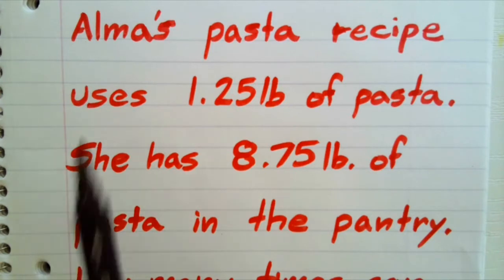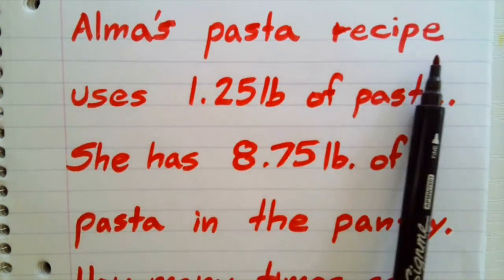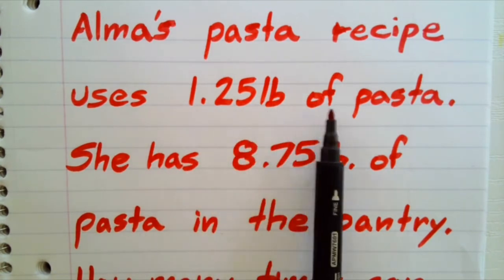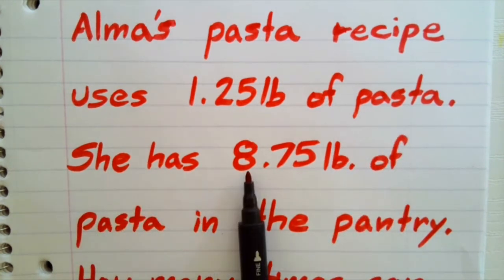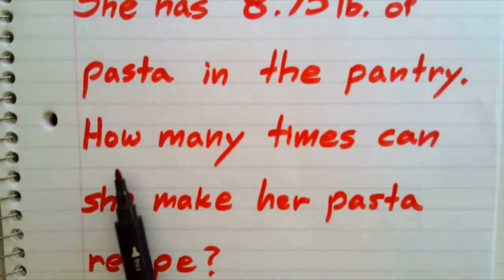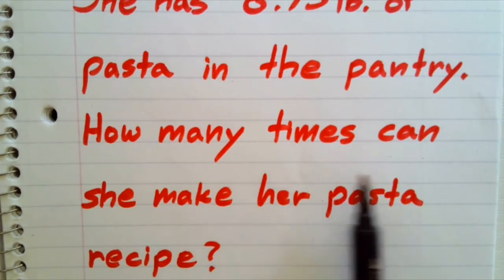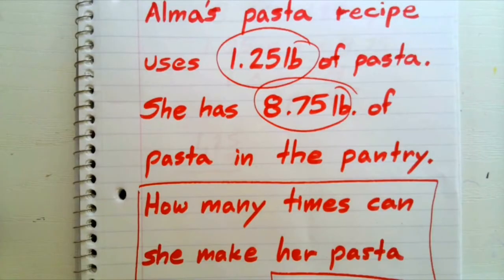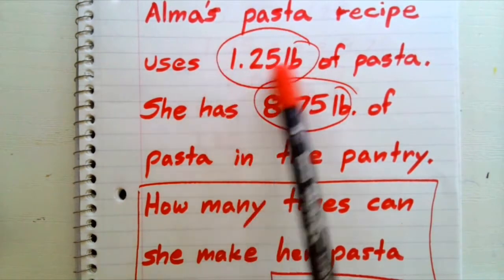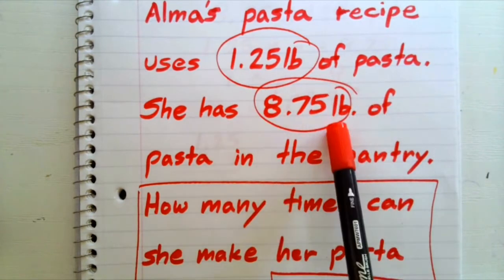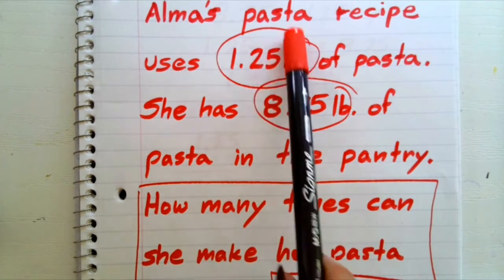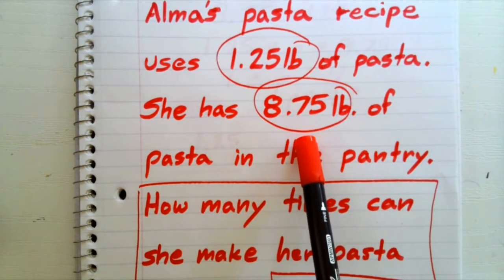Let's try one more problem. Alma's pasta recipe uses 1 and 25 hundredths of a pound of pasta. She has 8 and 75 hundredths of a pound of pasta in the pantry. How many times can she make her pasta recipe? We know Alma is making pasta. Every time she makes pasta, she takes this amount out of this amount. These are the two numbers we are working with. We want to know how many times she can take this amount out of this amount. That's division.